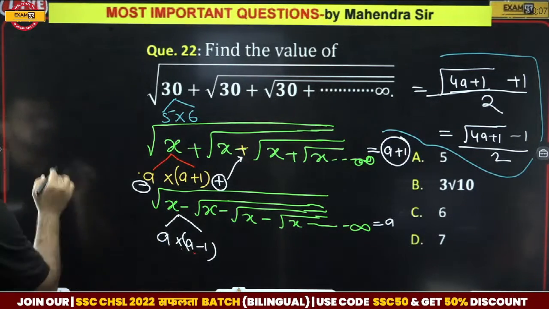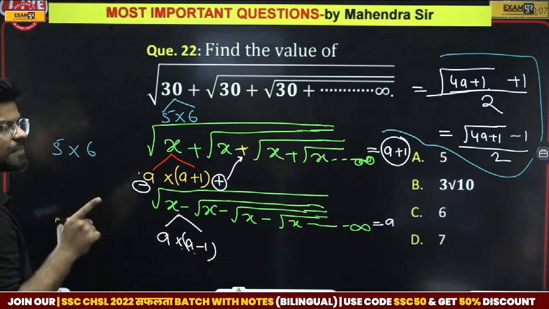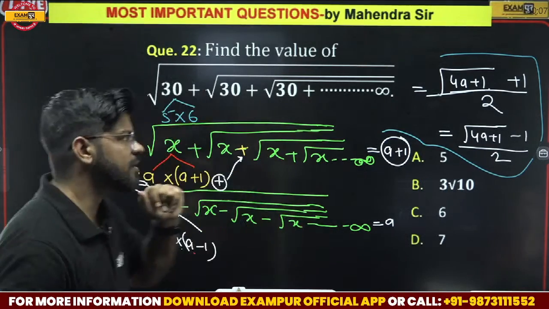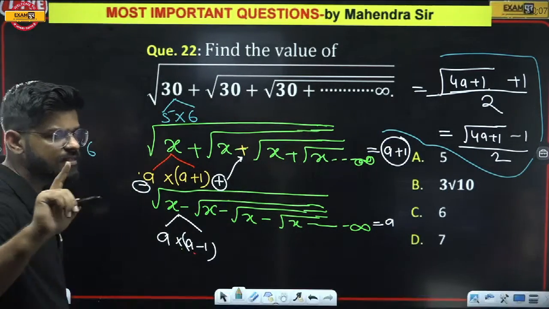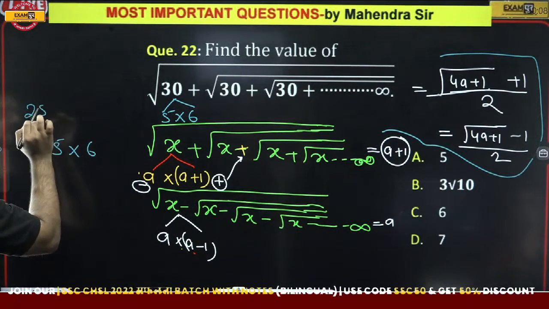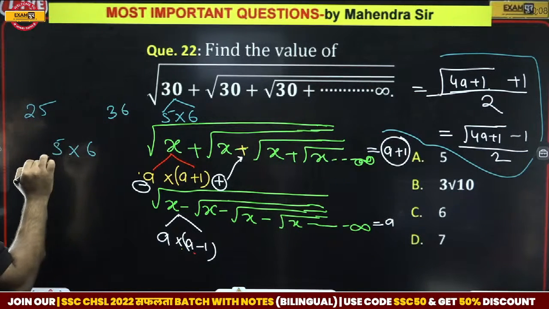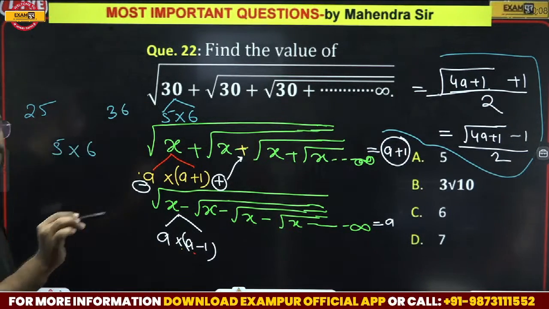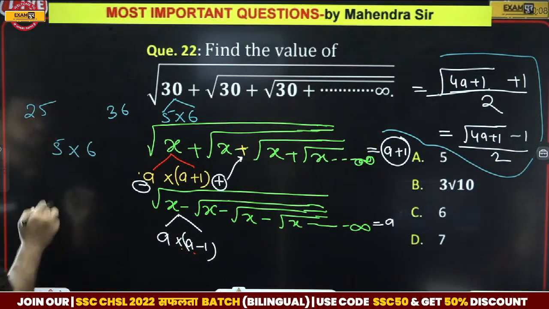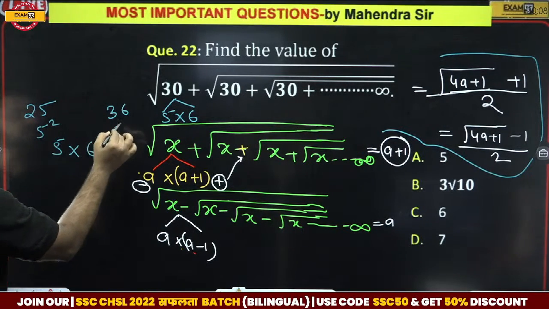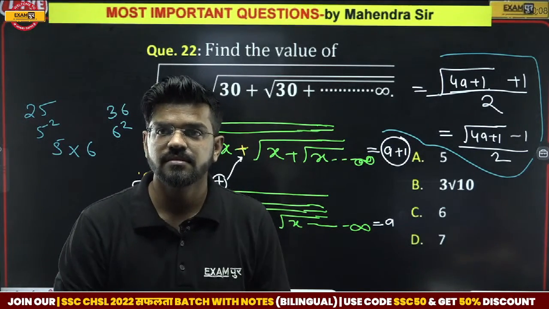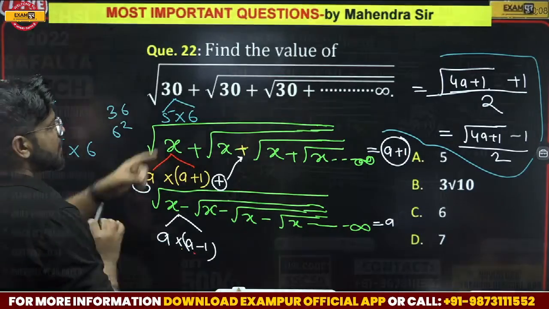One more thing, the consecutive numbers are the multiplication of the numbers which are between the squares. Between the squares of what? We can see that 30 is between the squares of 25 and 36, 5 square and 6 square, yes or no? It is not exact, but it comes between 25 and 36. So this should be the multiplication of 5 into 6. Okay, 5 and 6. So here we have a plus sign.